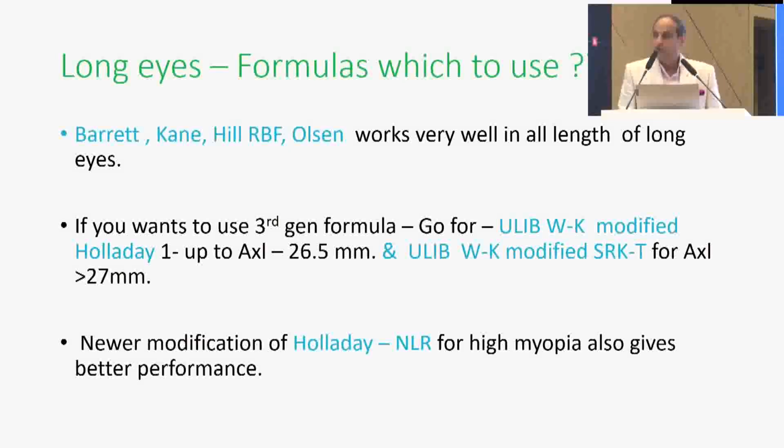If you want to use the third generation formulae, go to ULIB Wong-Koch modified Holladay 1 for up to axial length of 26.5 and ULIB Wong-Koch modified SRK-T for axial length of more than 27 mm. The newer modification of Holladay, the NLR for high myopia, also gives a good performance.